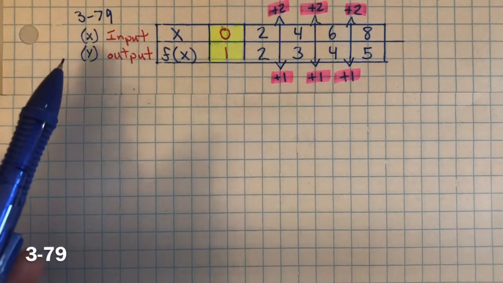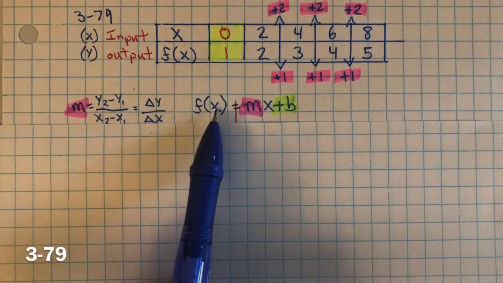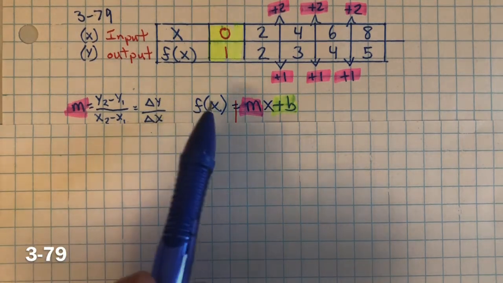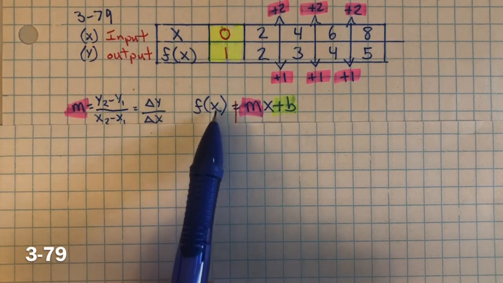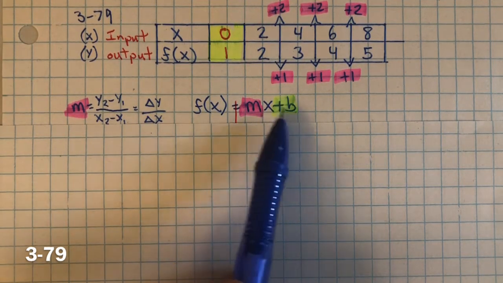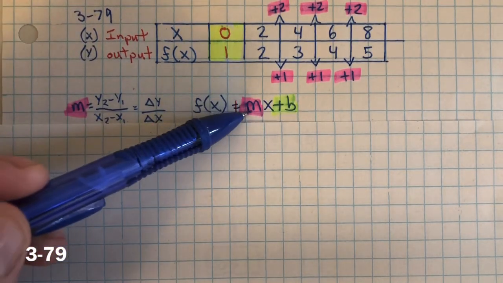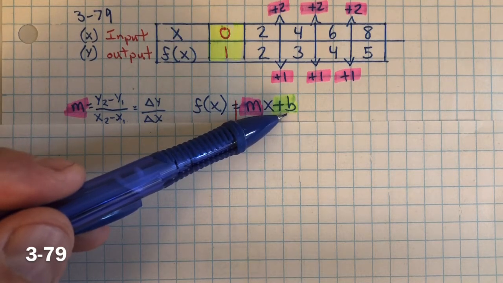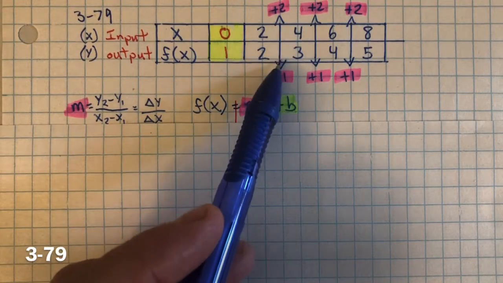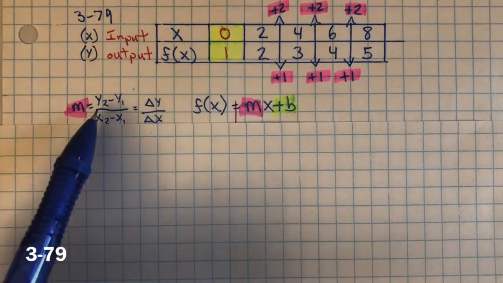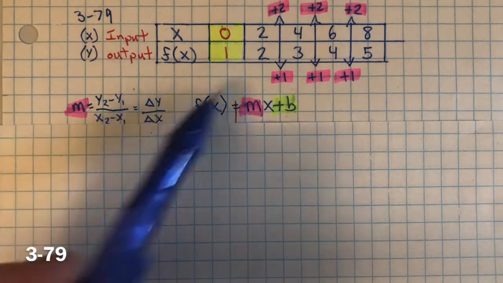So one way to write the equation, and remember the equation for a linear function is y equals mx plus b. So if f of x represents the y, m represents the slope, b is the y-intercept. And we need to find the slope and the y-intercept. One way of finding the slope from a table is rise over run, delta y over delta x, or the difference of the y's over difference of the x's.